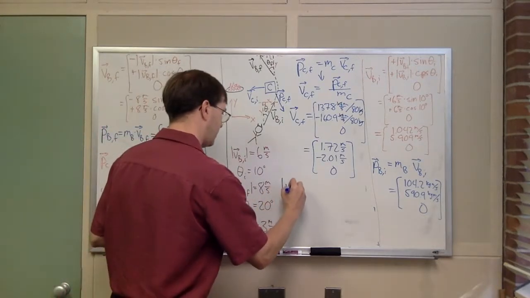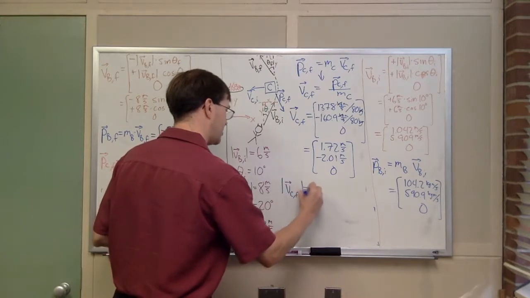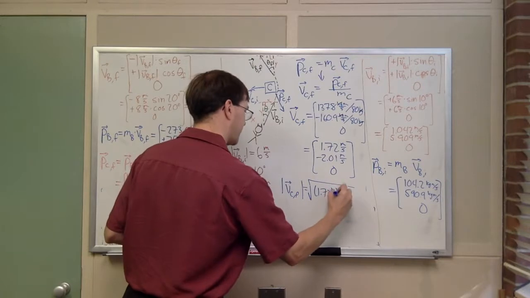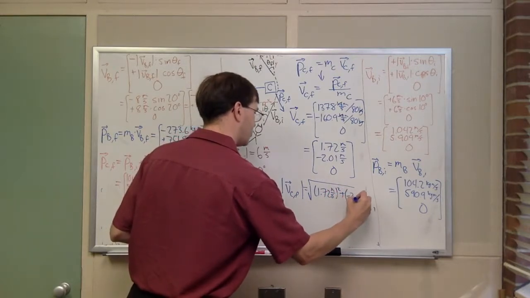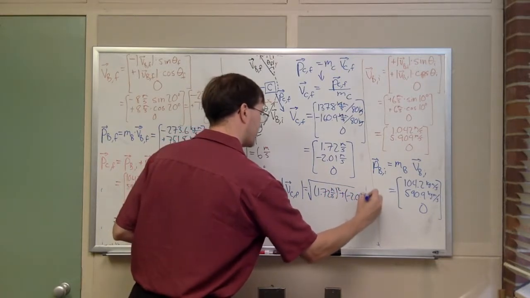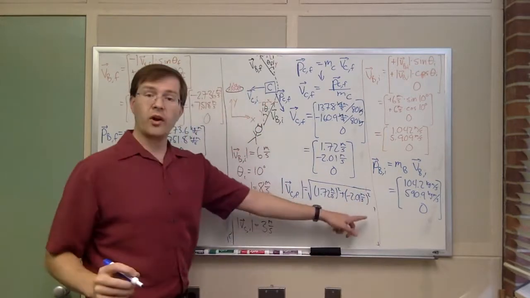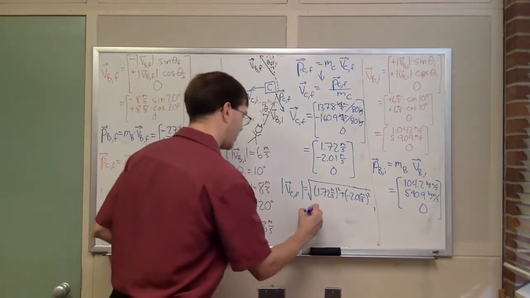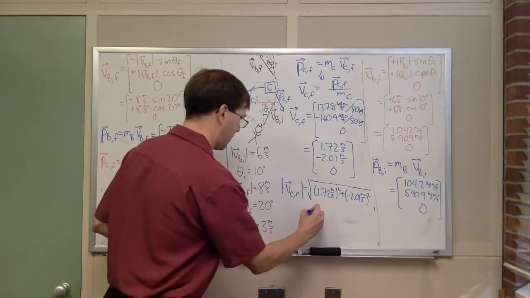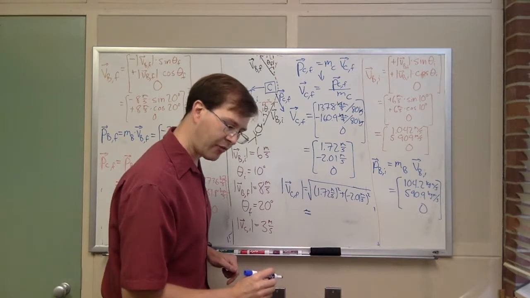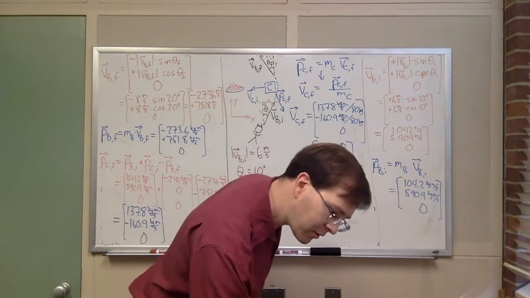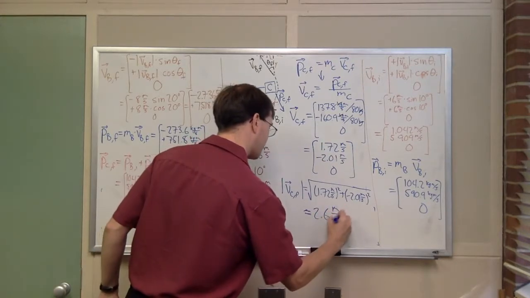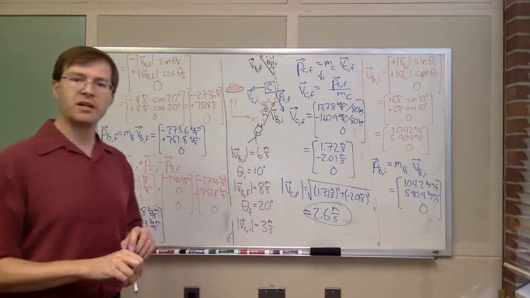The final speed, V cabinet final magnitude, is just the square root of 1.72 meters per second squared plus negative 2.01 meters per second squared. Remember that when you square a negative number, it comes out positive. Nothing's ever going to be negative in this square root. And so that ends up being approximately equal to, when I round it off, about 2.65, call it 2.6 meters per second as the final speed of this cabinet.